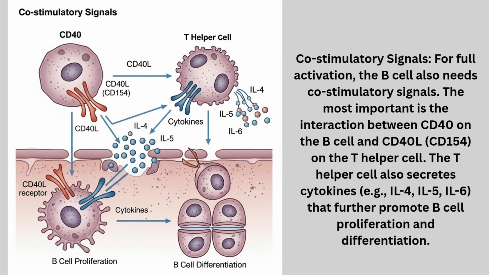Co-stimulatory signals. For full activation, the B-cell also needs co-stimulatory signals. The most important is the interaction between CD40 on the B-cell and CD40L, CD154, on the T helper cell. The T helper cell also secretes cytokines, e.g., IL-4, IL-5, IL-6, that further promote B-cell proliferation and differentiation.